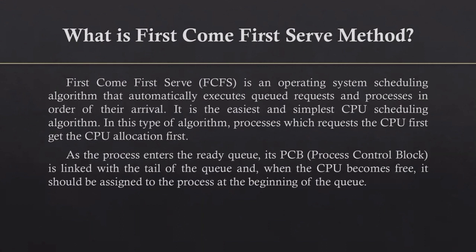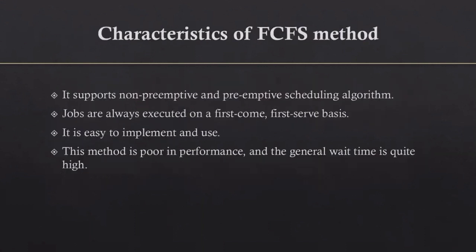As a process enters the ready queue, its PCB or process control block is linked with the tail of the queue. And when the CPU becomes free, it should be assigned to the process at the beginning of the queue.